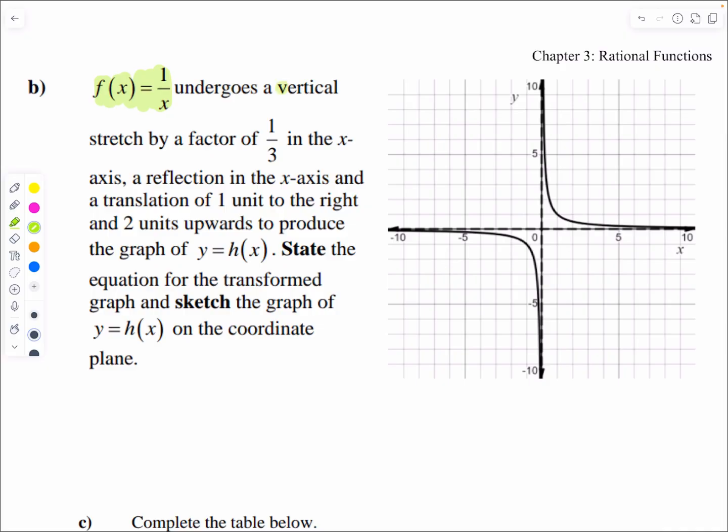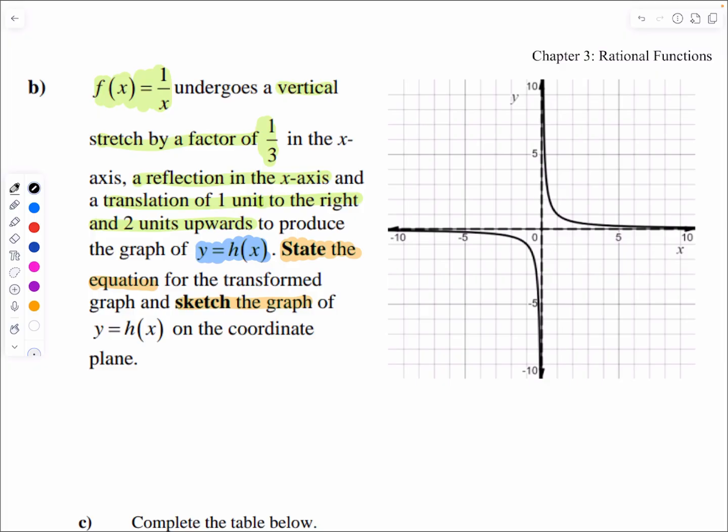It's undergoing a vertical stretch by a factor of a third. We have a reflection in the x-axis. And we have a translation 1 unit to the right and 2 units upward. Another piece that's important: this new graph is going to be called h of x. The question is asking a couple things: state the equation of the transformed graph, so state the equation of h of x, and sketch the graph on the coordinate plane. So let's start chipping away at this.